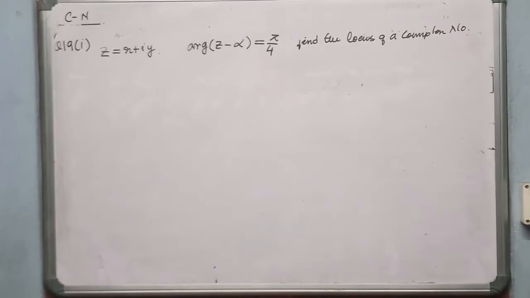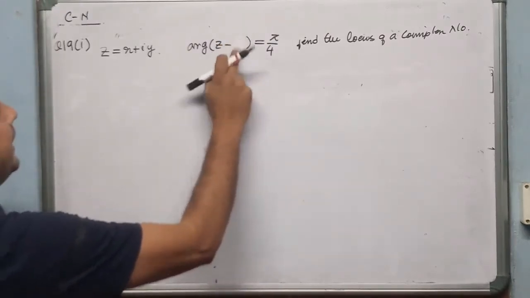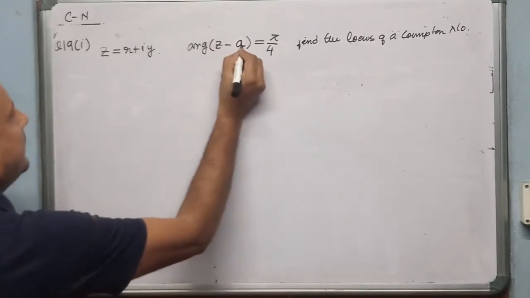Now another important question, question number 19.1. A complex number is given, z equals x plus iy. It is a given complex number, and the argument of z minus a is equal to pi by 4. Find the locus of the complex number. It is given in terms of argument. It is not actually alpha, this is a. Z minus a.